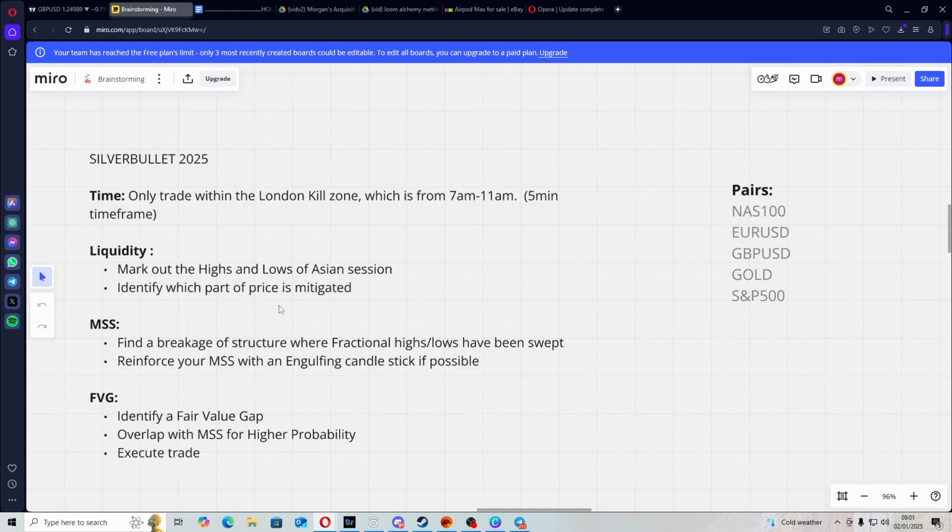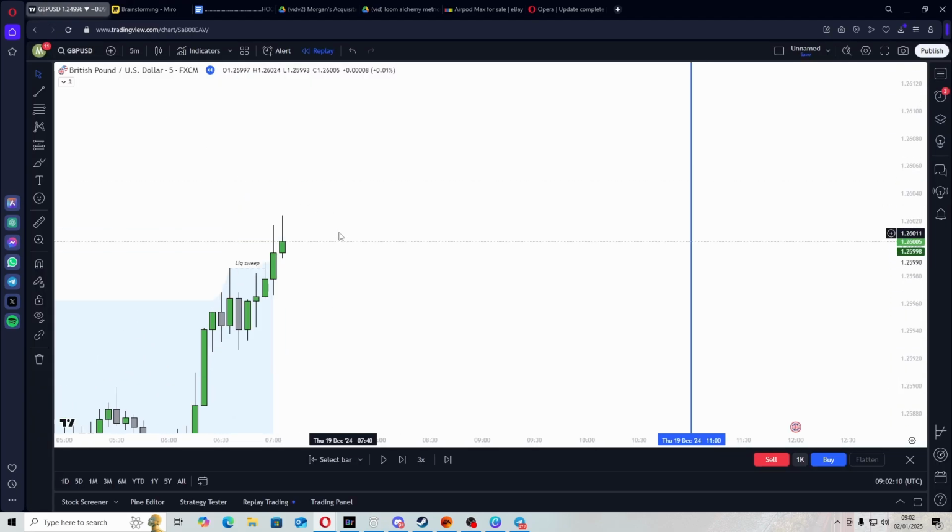What we need to do next is find a break of structure where fractal highs and lows have completely been swept, and we can reinforce this break of structure with an engulfing candlestick if possible. This really increases the win rate of this strategy, so make sure you actually look for that engulfing candlestick.